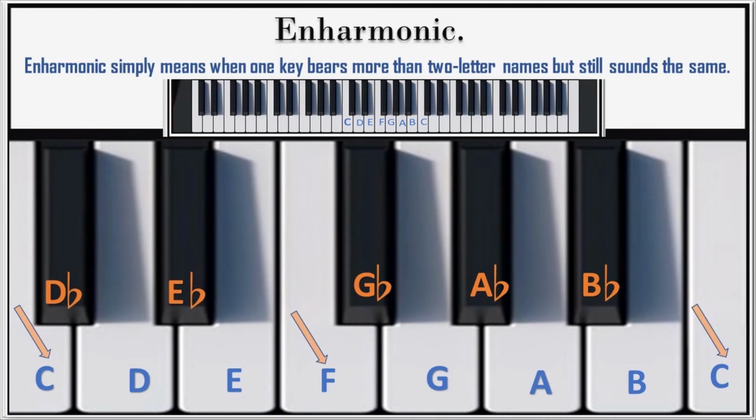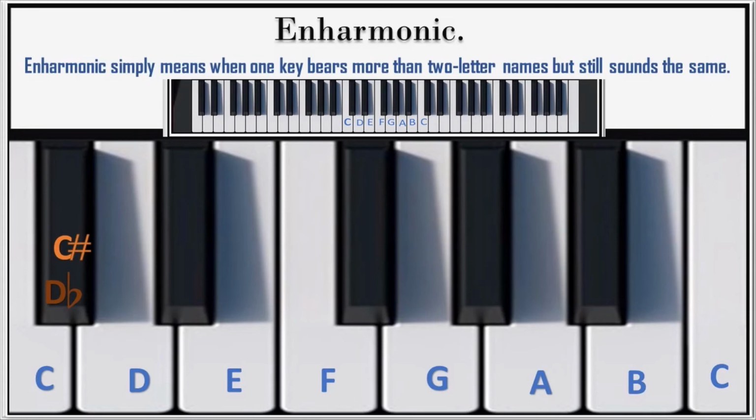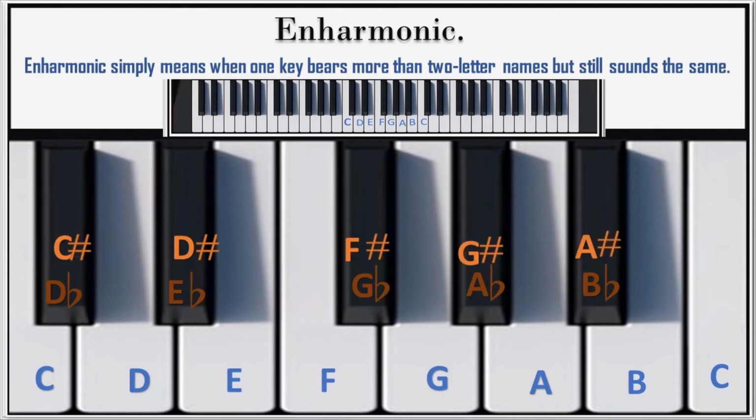Now, you can notice that the same key that was previously named C sharp is also bearing D flat as a second name. And that is the enharmonic name or enharmonic equivalent of it. So, the enharmonic equivalent name of D sharp is E flat, and the sound and the position of the key still remains the same. Now, let's see the enharmonic equivalent of other keys.